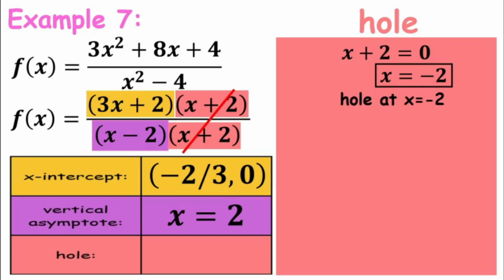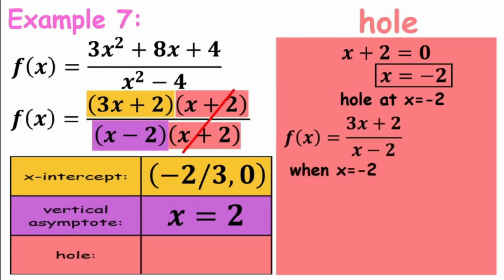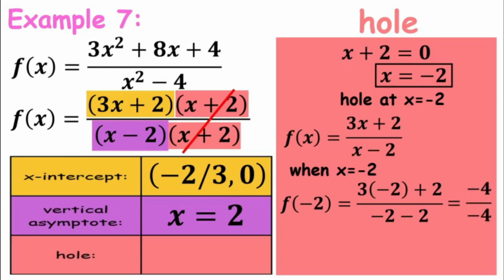The simplified form of the function is f of x is equal to 3x plus 2 all over x minus 2. When x is equal to negative 2, f of negative 2 is equal to 3 times negative 2 plus 2 all over negative 2 minus 2, which gives negative 4 over negative 4, which is equal to 1. So the coordinate of the whole is negative 2, 1.